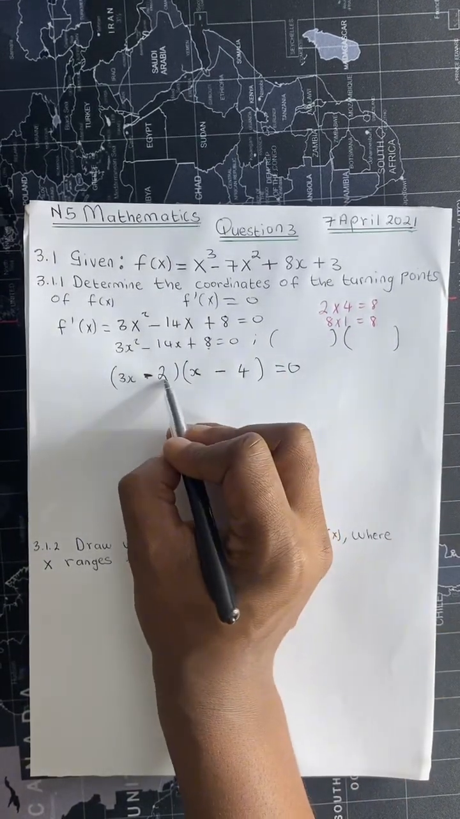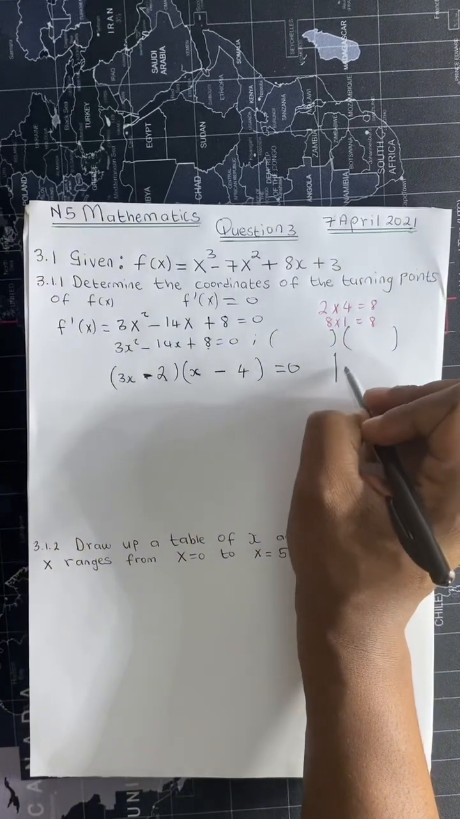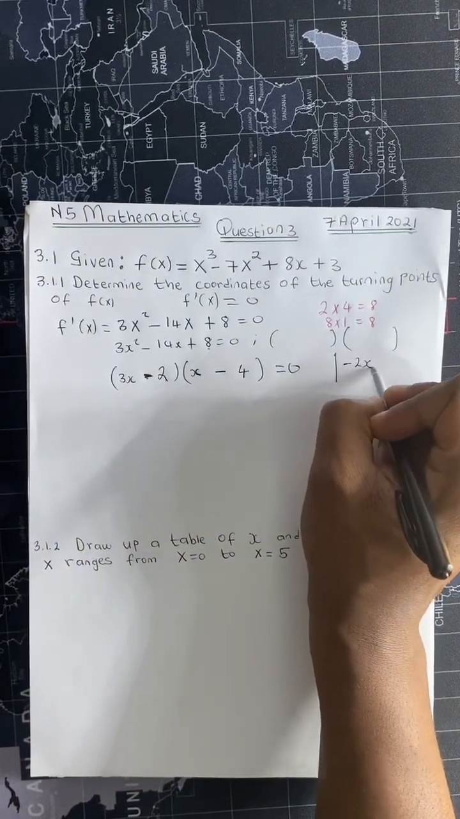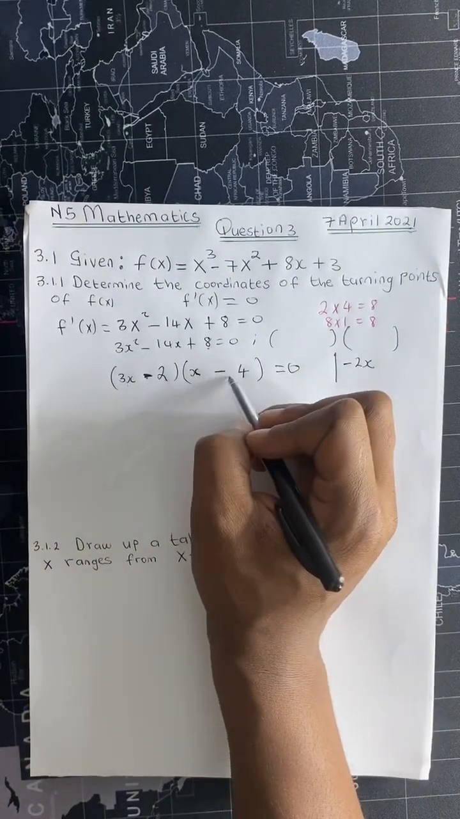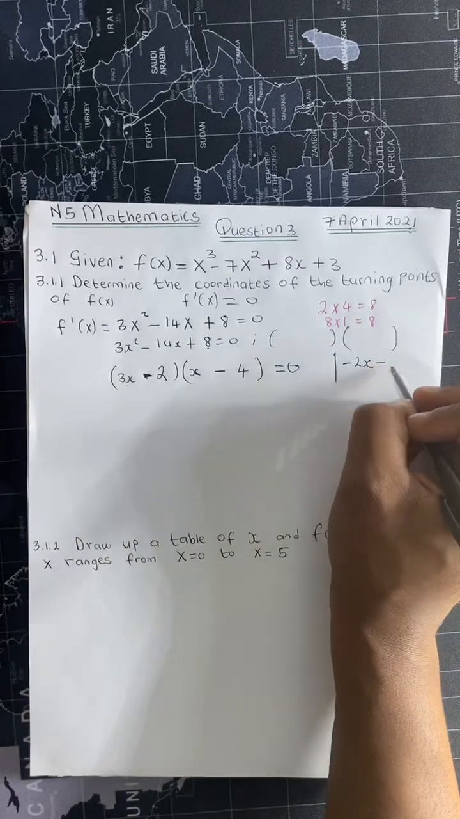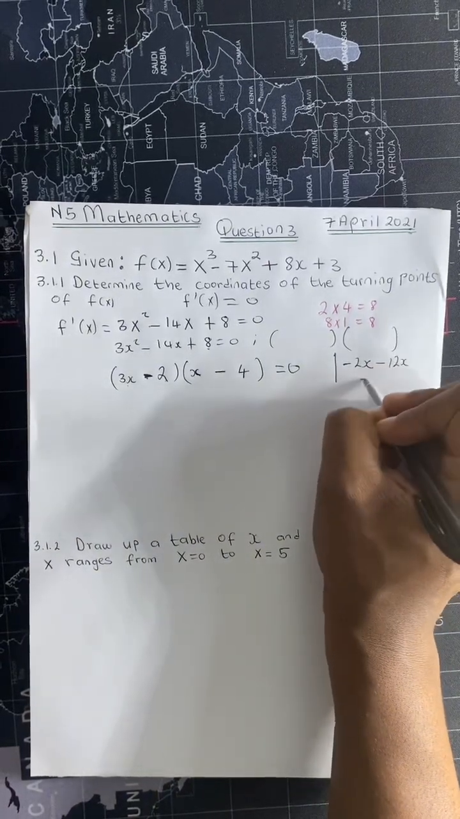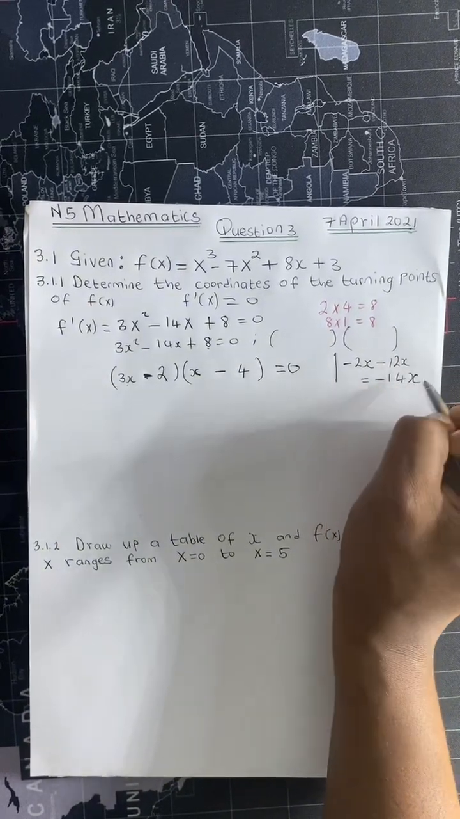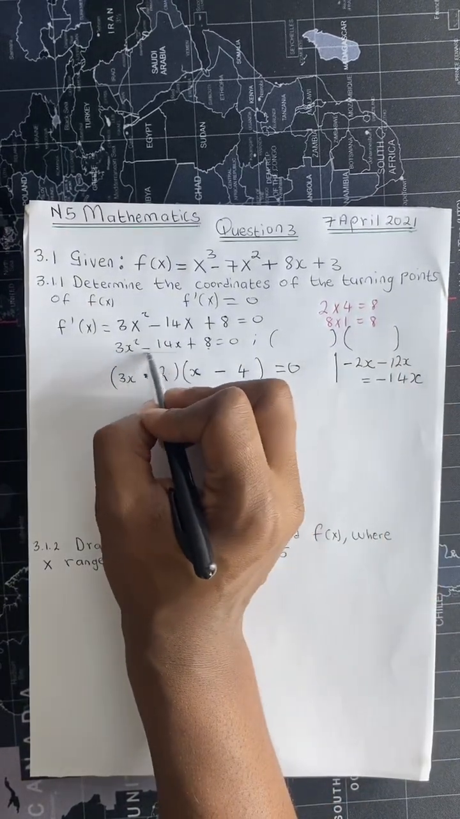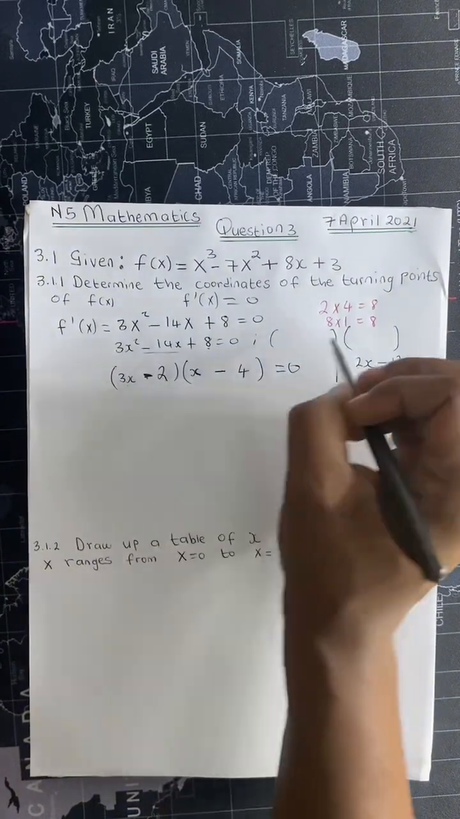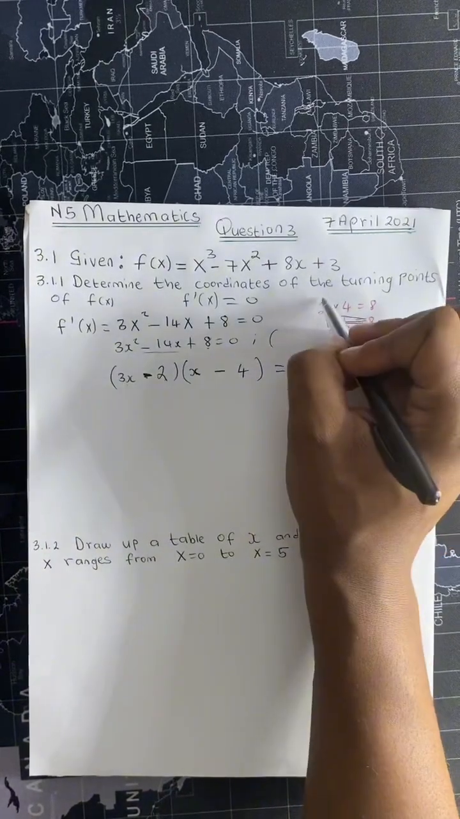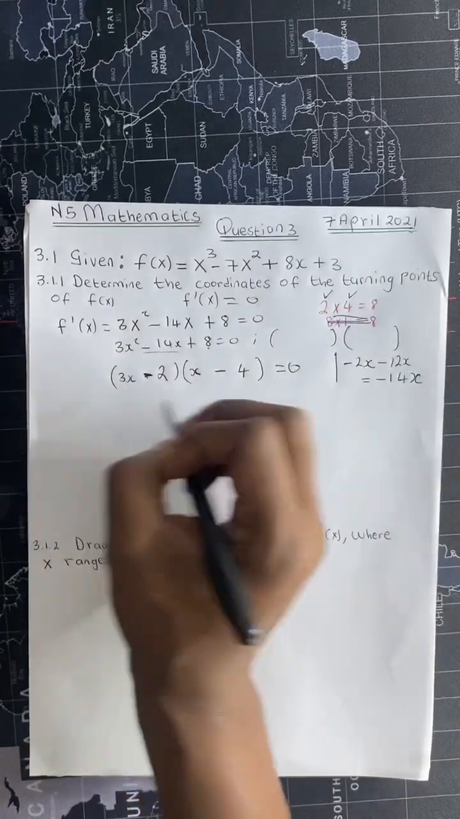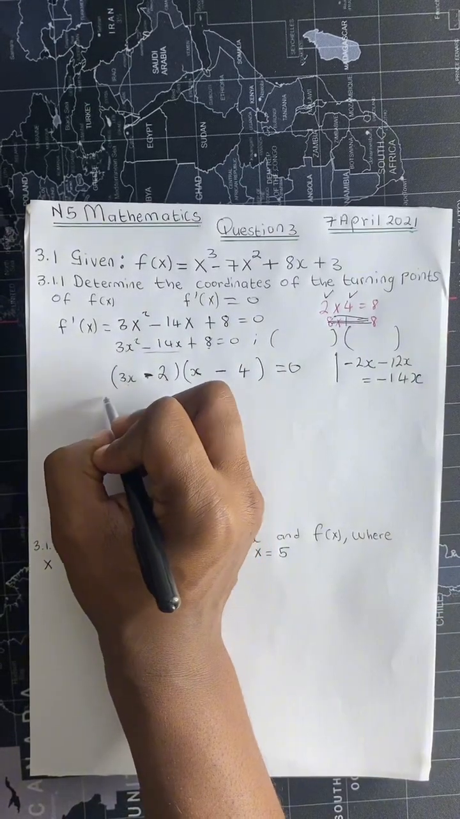So negative 2 multiplied by x is equal to negative 2x. 3x multiplied by negative 4 is equal to negative 12x. Negative 2x minus 12x is equal to negative 14x, and we have negative 14x there as our middle term, so we don't have to use the other one. So the 2 and 4 are correct. From here we solve for x.